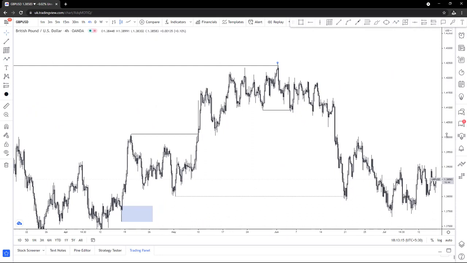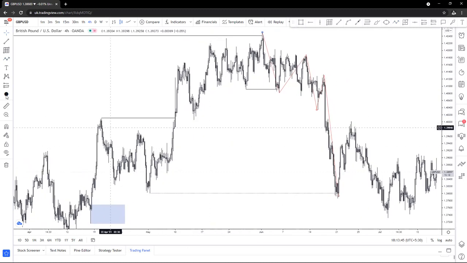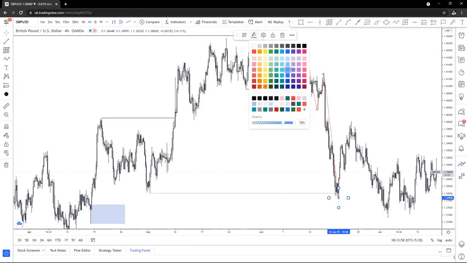Now price broke structure right here, and then broke structure, went back higher, and then came back down, broke this structure once again. Then price went higher, came back down lower. Now what is our range on the 4 hour? From this high right here to this low down here. Awesome. I hope you understand what I told you so far.